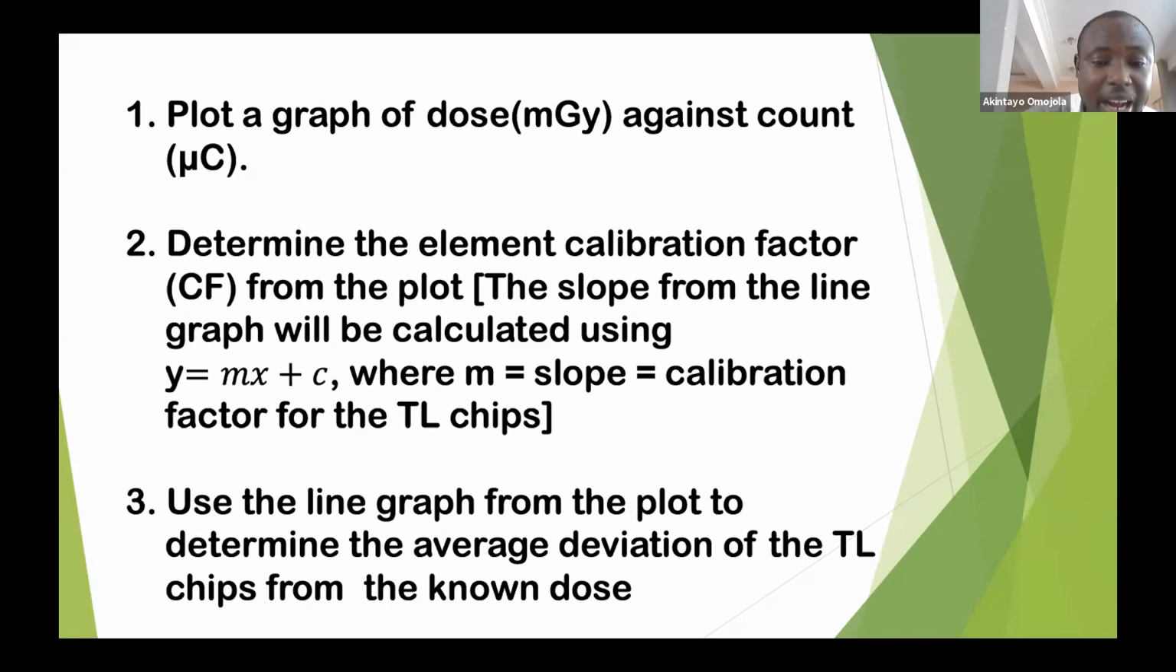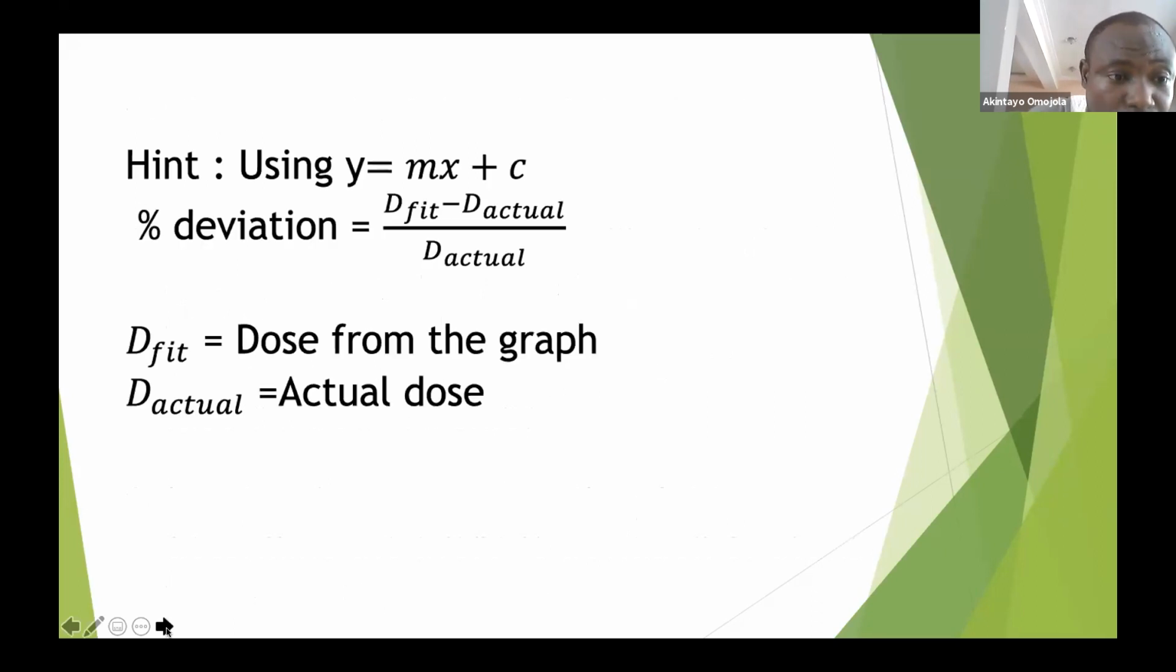Now, we use the line graph from the plot to determine the average deviation of the TL chips from the known dose. So we want to know how much those chips deviated from the known dose. Our hint here is using y = mx + c. Percentage deviation is equal to D fit, that is from our graph, minus D actual, which is from the cesium source, divided by D actual. So we use that to get our value.